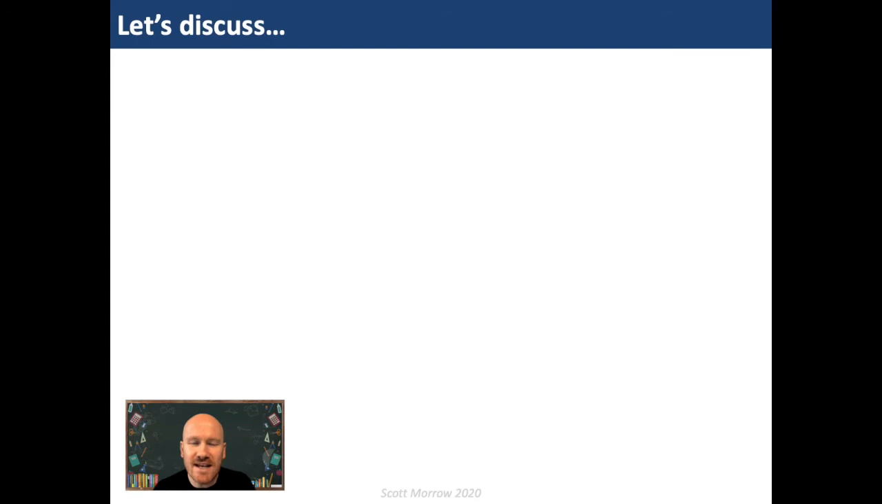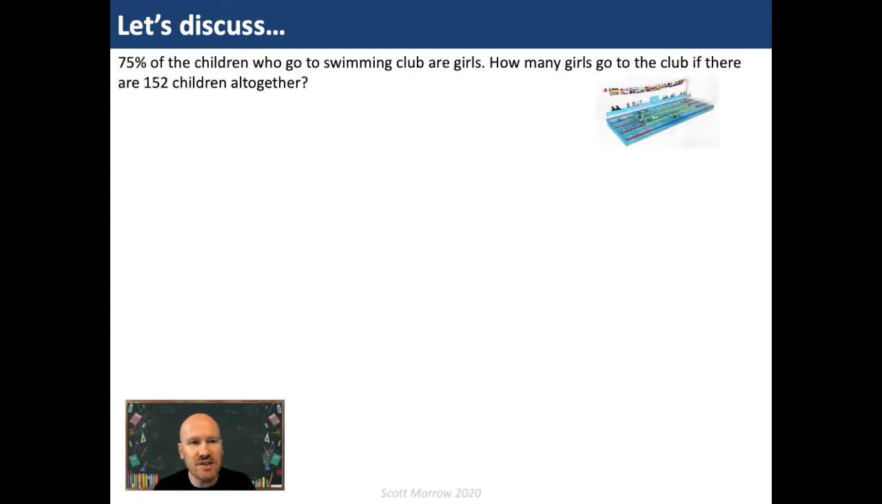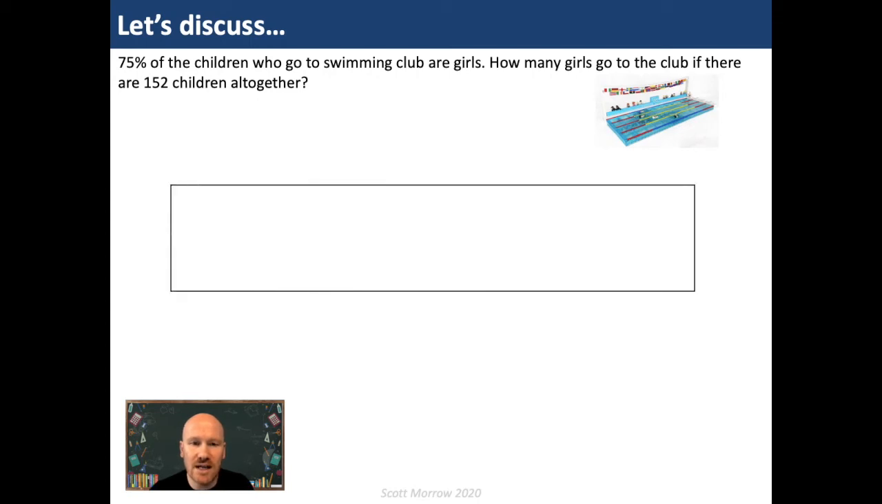Let's have a look at that second problem. 75% of the children who go to swimming club are girls. How many girls go to the club if there are 152 children altogether? Once again, we've got a percentage. We've got 75 out of 100, so I'm going to start by drawing my bar to represent the whole amount, and here that whole amount represents the total number of children in the swimming club.